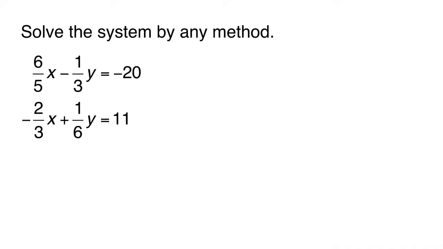Solve the system by any method. 6/5 x minus 1/3 y equals negative 20. Negative 2/3 x plus 1/6 y equals 11.